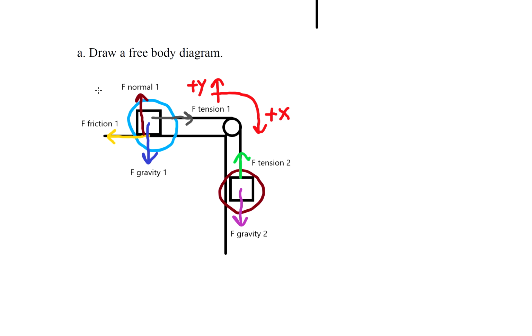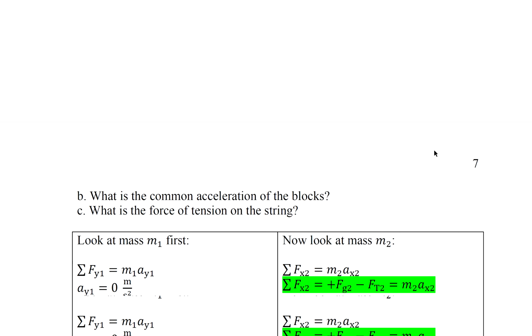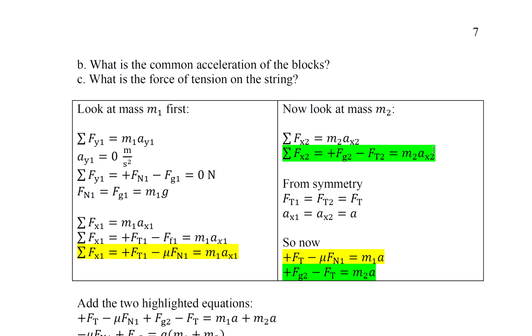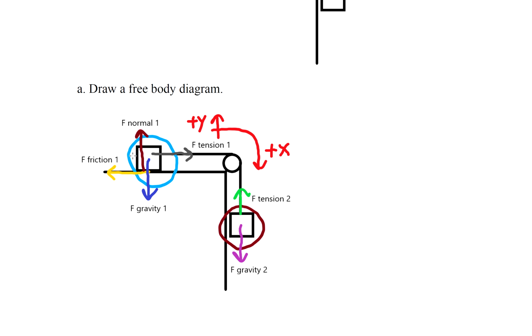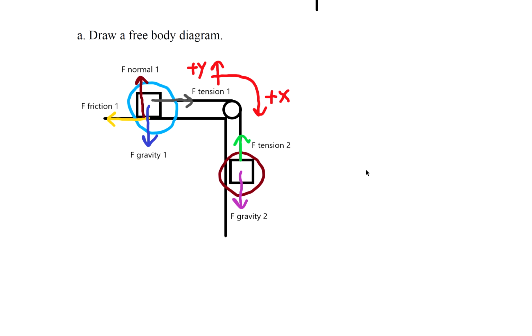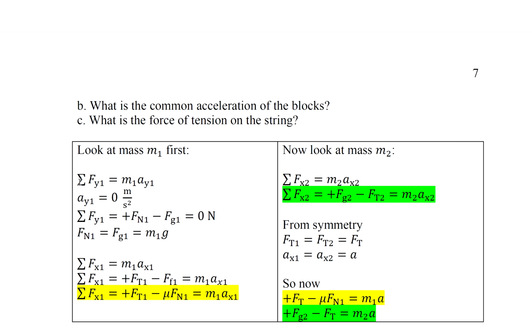So remember, we circled the object because when we use F equals ma, we could only use that for one circle. We cannot use sigma F equals ma for forces on both circles. Part B, what is the common acceleration of the blocks? Look at mass m1 first, this one on the surface. For the y-axis, we have plus force normal minus force of gravity, and that's equal to 0 newtons because the object is not jumping up and down.